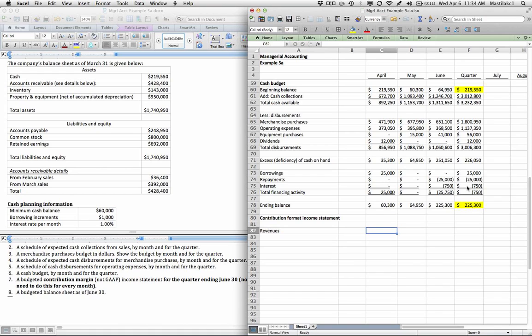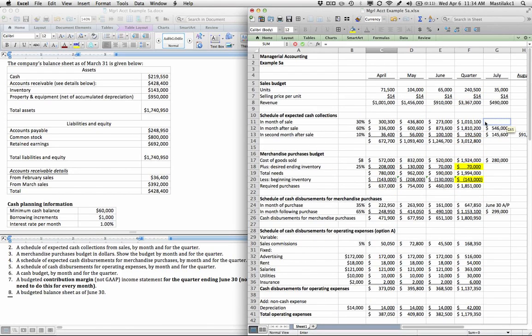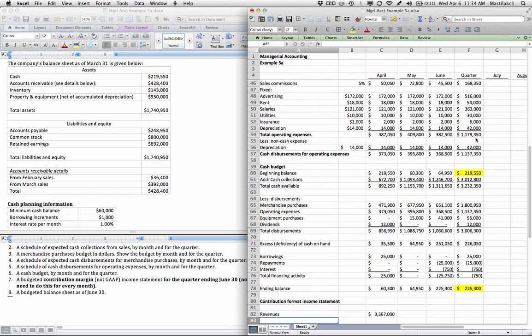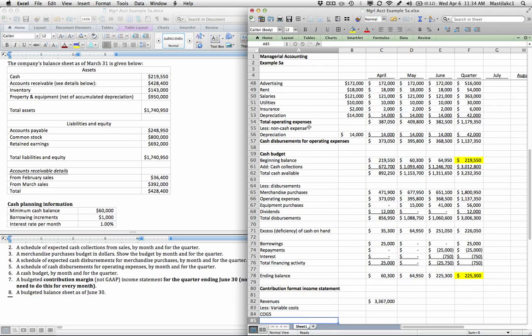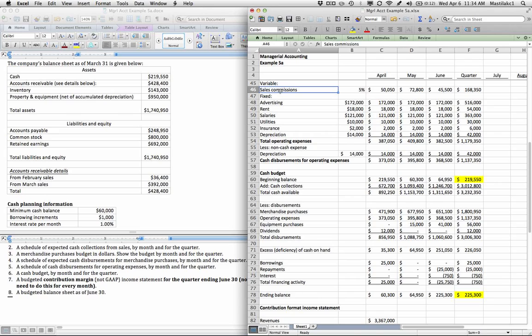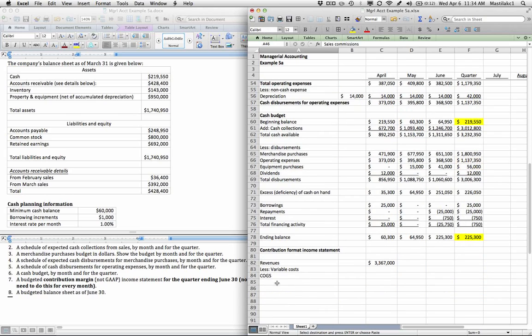Our revenues are going to be from our sales budget, so our total revenue for the quarter is going to be $3,367,000. Our variable cost, in this case, is going to include cost of goods sold and our other variable cost, which is sales commissions.